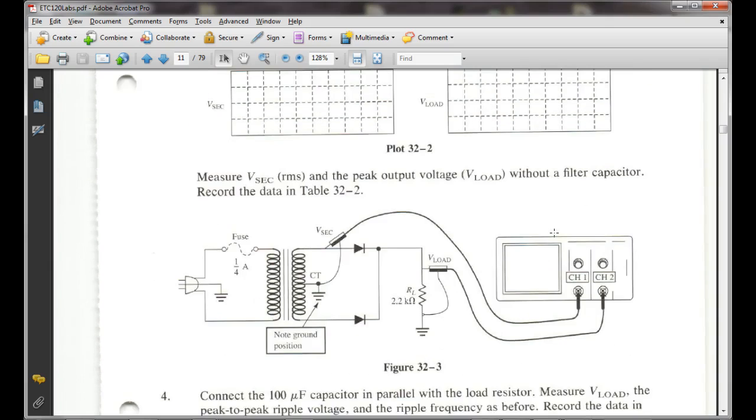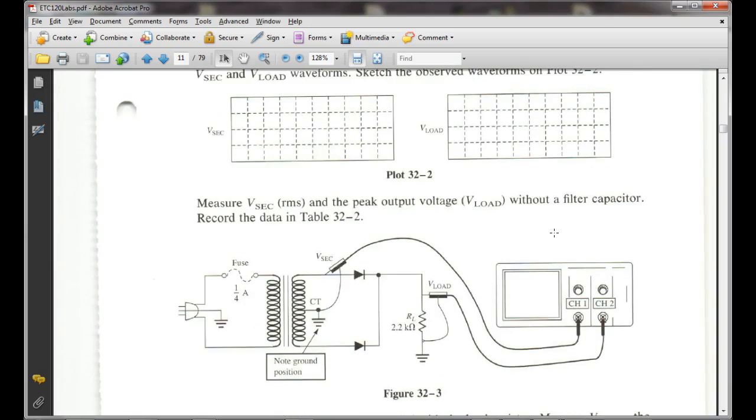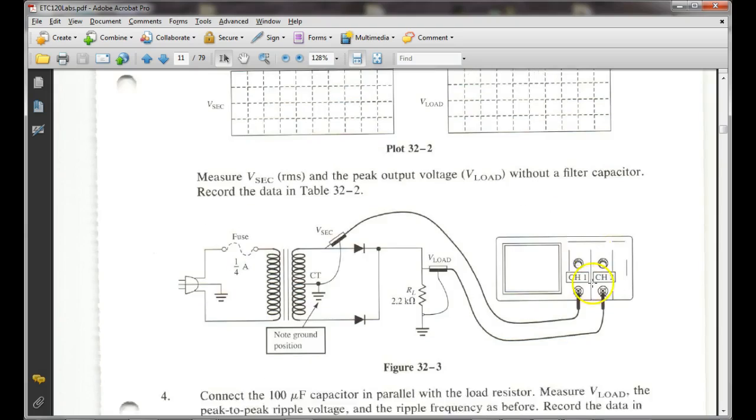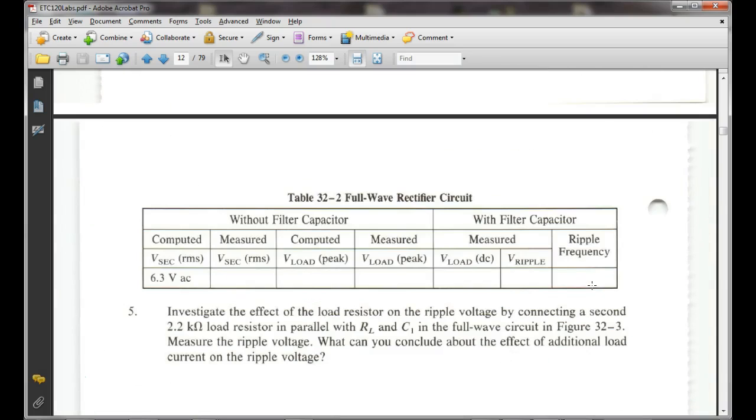Then we're going to do the same thing here, right? This is going to be a full wave center tap. Are we okay? And down here, you're going to add two more charts. Compute the ripple and compute the load. Right, okay? By the way, what should your ripple frequency be right here? Full wave.